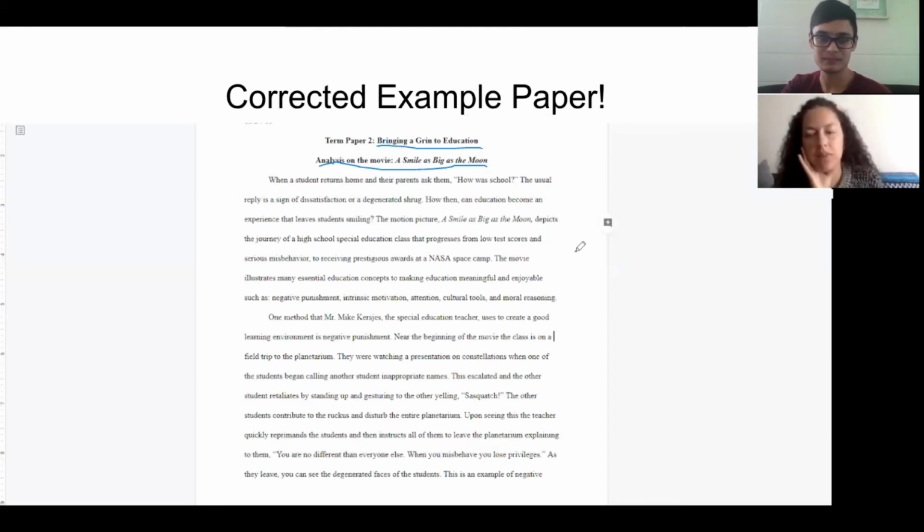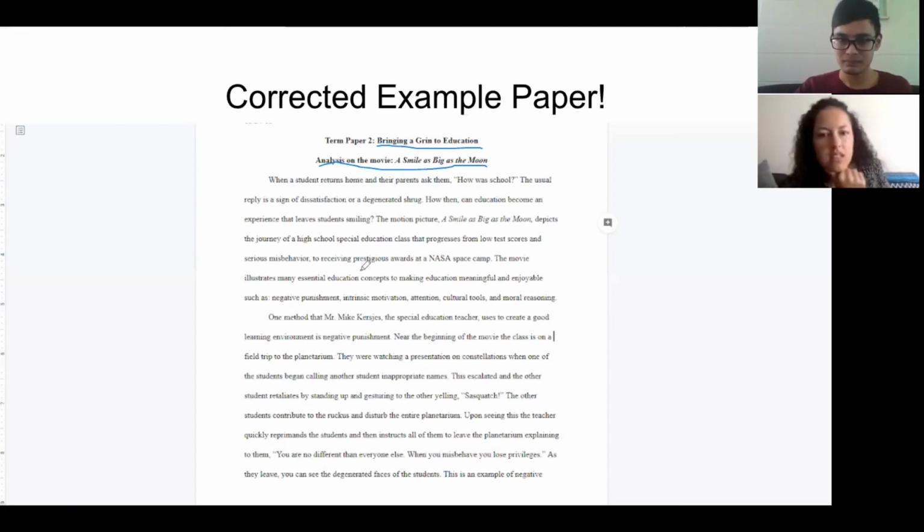And something that I read about titles is that you want to make sure that you are hinting to the thesis statement. So what your claim is going to be about, the main topic, and just kind of introduce this idea through the title. And so talking about the thesis statement, let's take a look at our introduction paragraph. We see that it's introducing this idea of a question here. How then can education become experience that leaves students smiling? And then it introduces the motion picture and how that relates to that question.